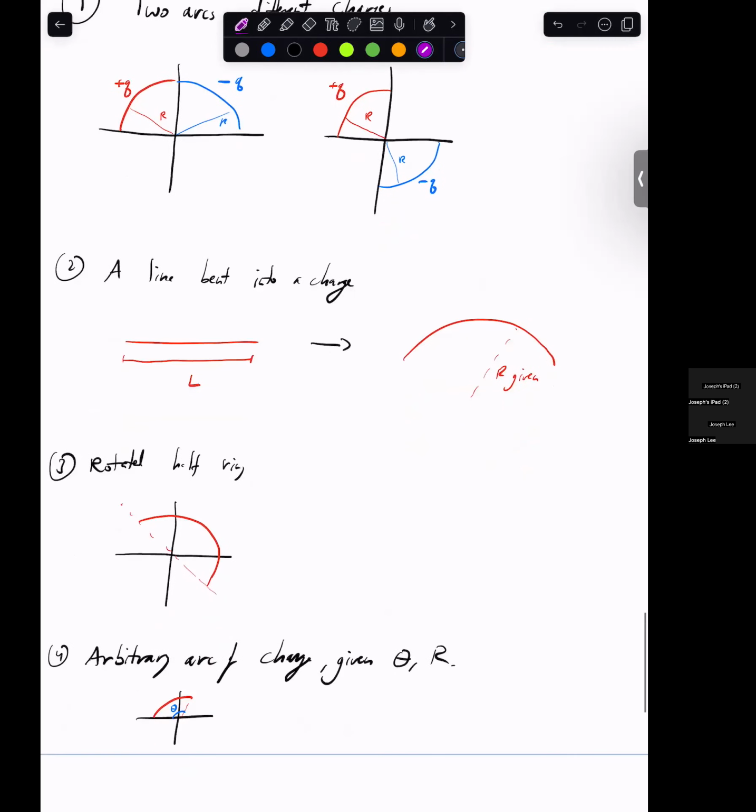Another problem that invokes a symmetry is if I took the half ring and I rotated it by 45 degrees or pi over 4. In this one, in our standard coordinate system, you would now have an x and a y component. But maybe the easiest way to solve this is to rotate your coordinate system by 45 degrees, solve for one of the components, and then rotate it back. And then finally, once you know how to do all these arc problems, you can do any arbitrary arc of charge of some length L. So we give you a theta and give you an R, and you can solve for the field at the center.